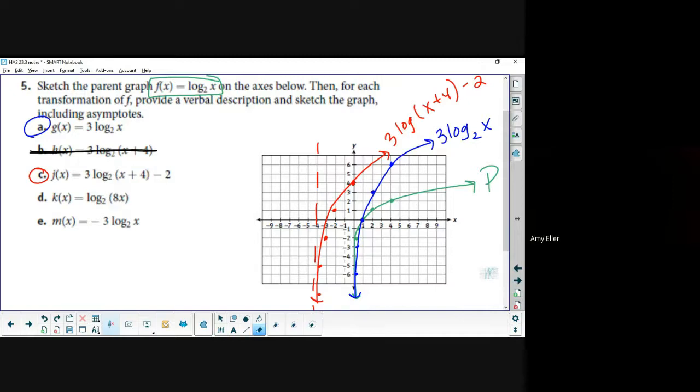So your domain would change. Your range wouldn't change. Your asymptote would change. So some things do and some don't. Your x and y intercept changes. Your y intercept is 4. Your x intercept I wouldn't ask you for because it's probably not an exact value or whole number.